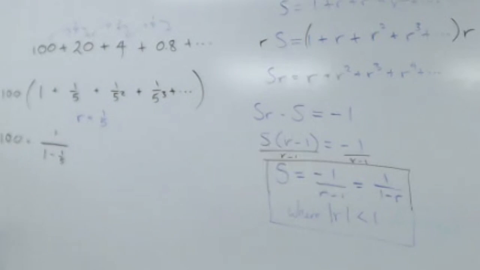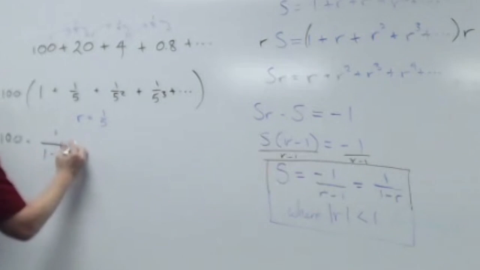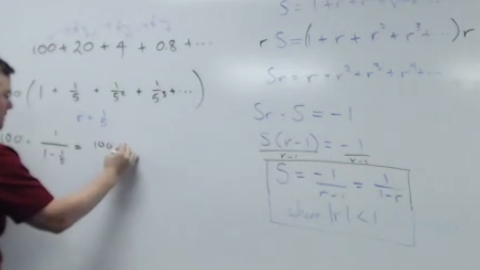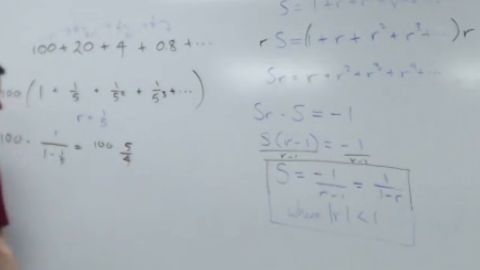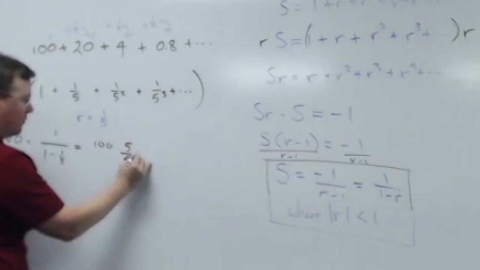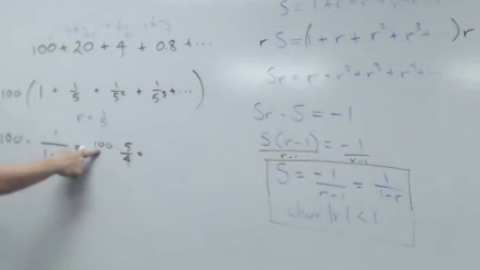Yeah, that'll be 4/5, and 1 divided by 4/5 is 5/4. So yeah, 500 over 4. I guess 4 goes into 500 125 times, so 125.